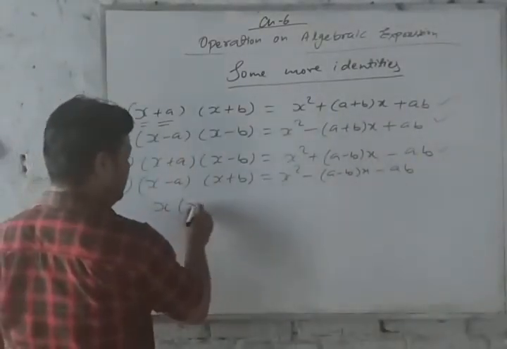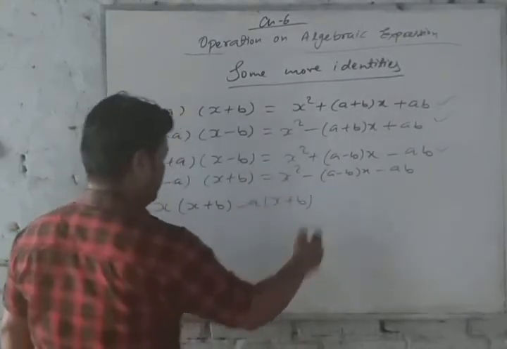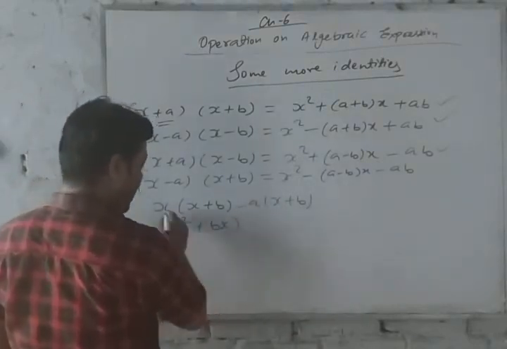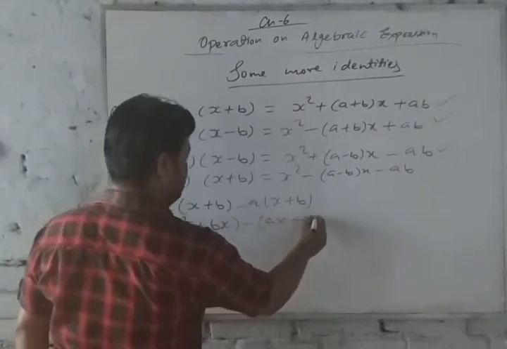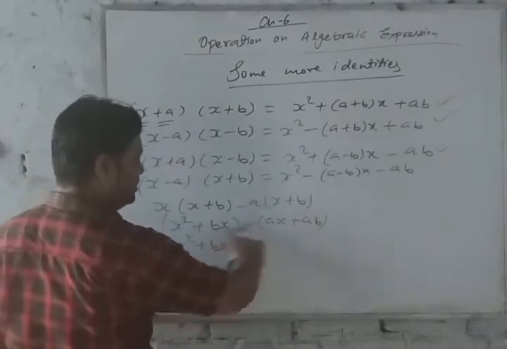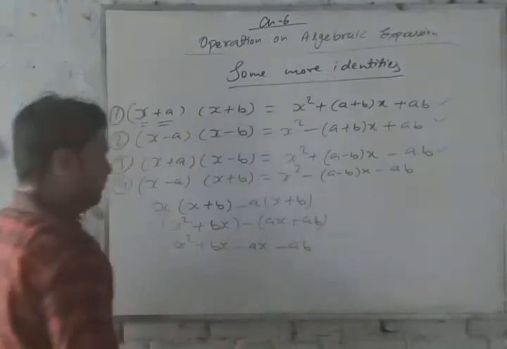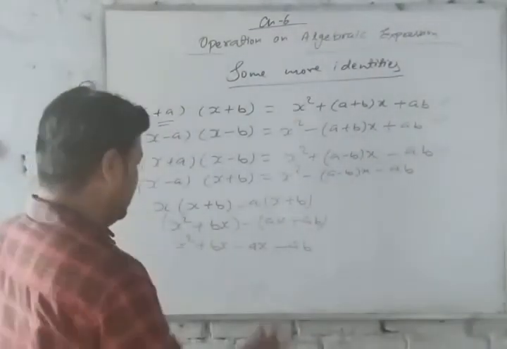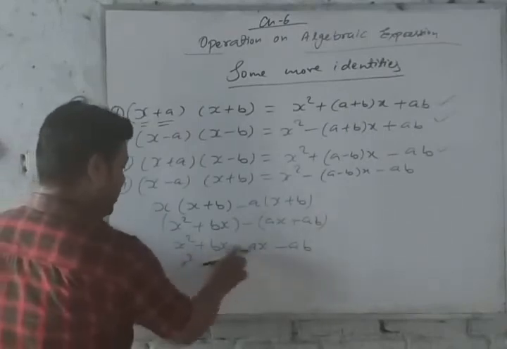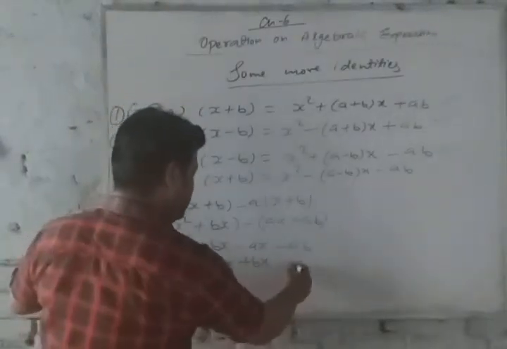x, then x plus b, then minus a and x plus b. Now here again multiply: x square plus bx in bracket, minus ax plus ab. Now remove the bracket. x square plus bx outside; minus, that sign will change, minus ax and minus ab. Okay. Now again reverse it because a should be first: x square minus ax plus bx minus ab.